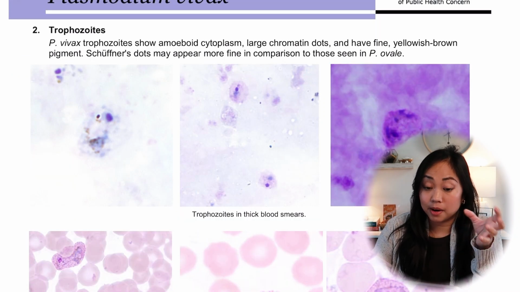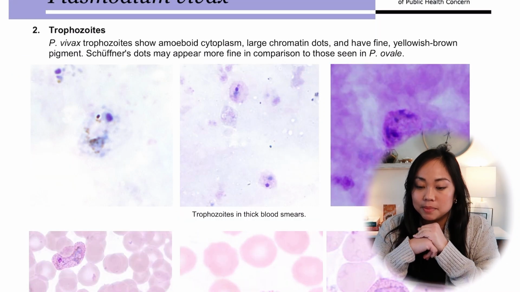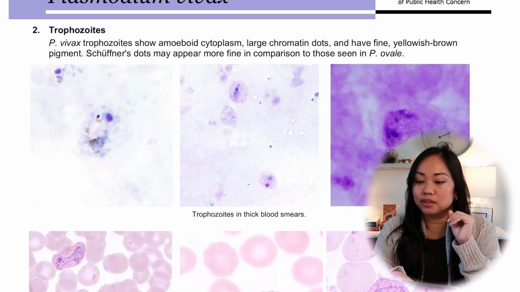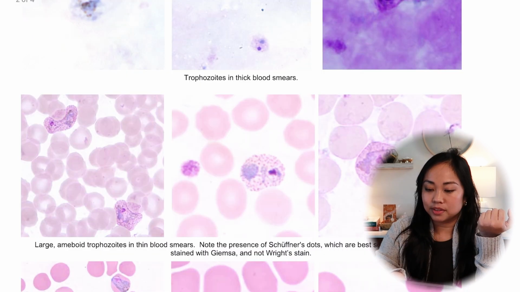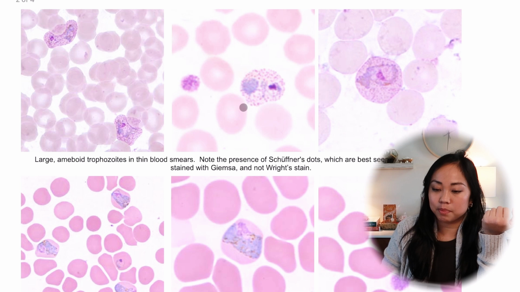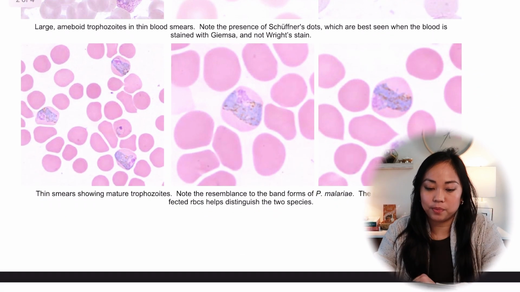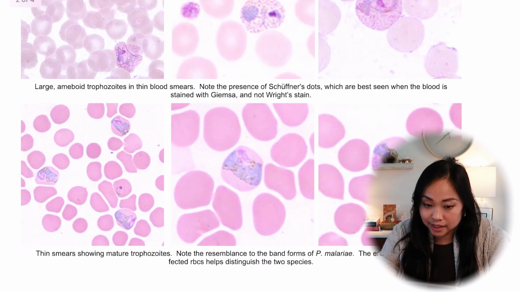Trophozoites show amoeboid cytoplasm, large chromatin dots, and have fine yellowish-brown pigment. Schüffner's dots may appear finer in comparison to those seen in P. ovale. So see, it's not as prominent. It's a lot more fine, but we'll see that more when we look at ovale.